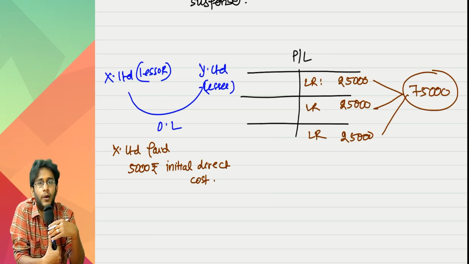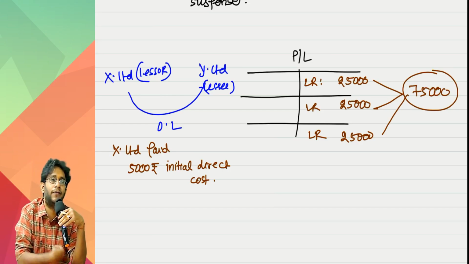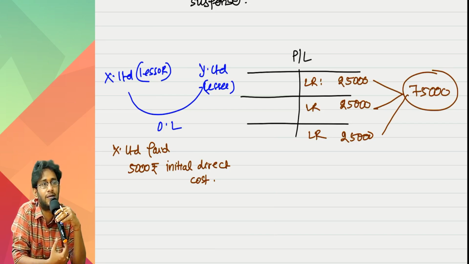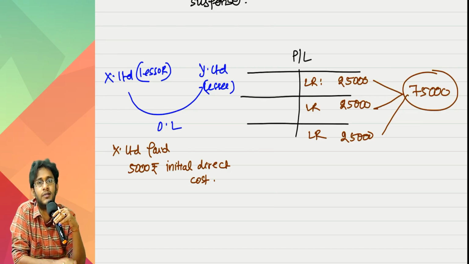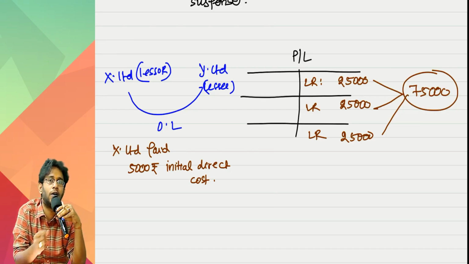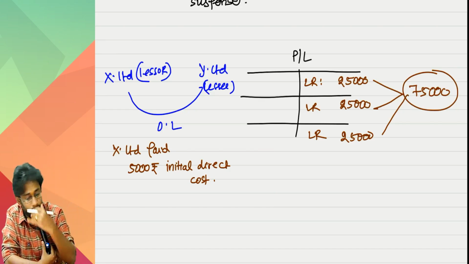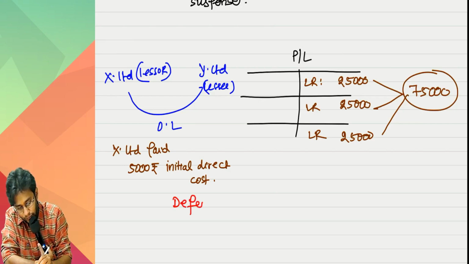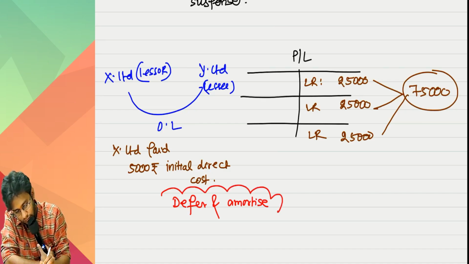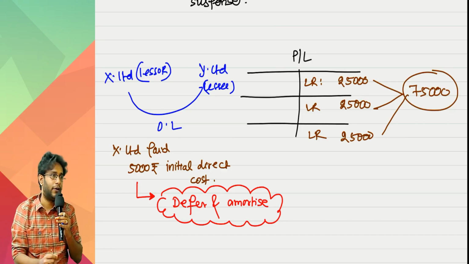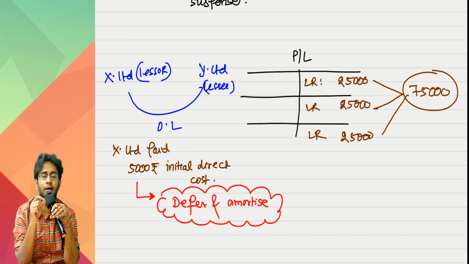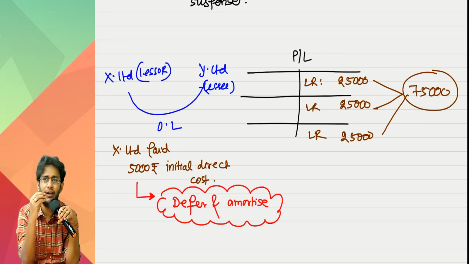Sir, because of this operating lease, how am I getting benefited as a lessor? You will receive lease rents each year. So you will book income every year. Since income is booked every year, the cost also should be booked to P&L account each year. So the guidance given for this is, defer and amortize.